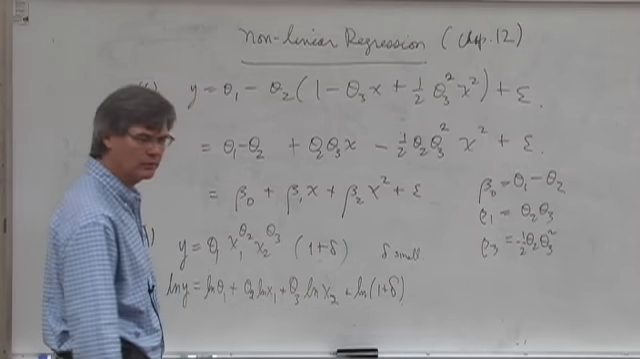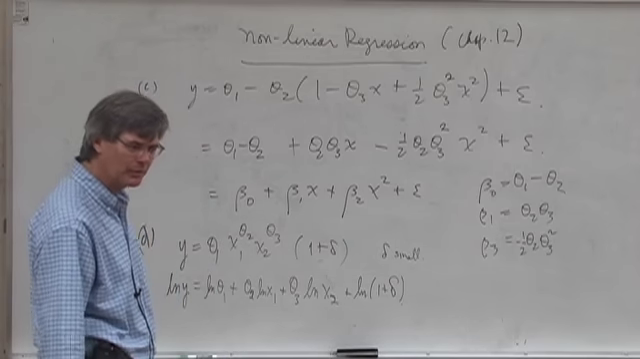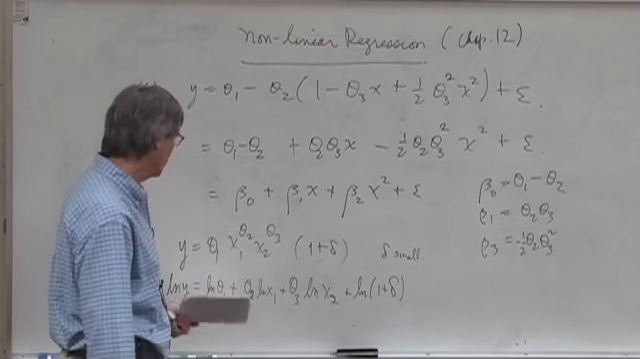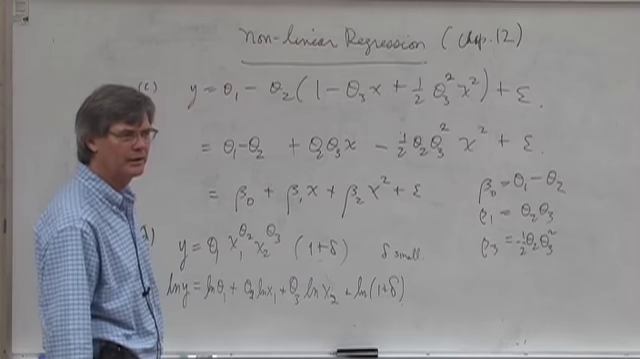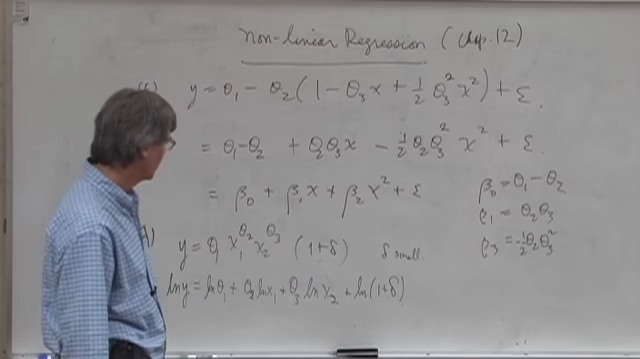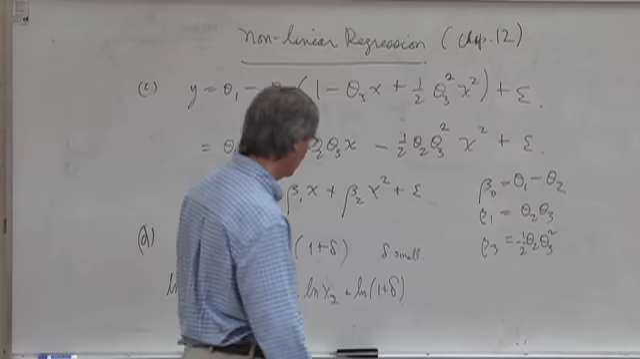Then I've got an intercept too, right? And I've got transformed parameters as well. The log theta 1, theta 2, and theta 3. Pretty simple to deal with. And then I've got some error here.